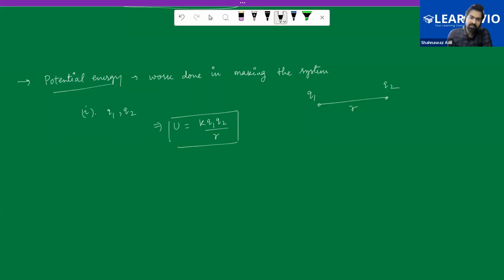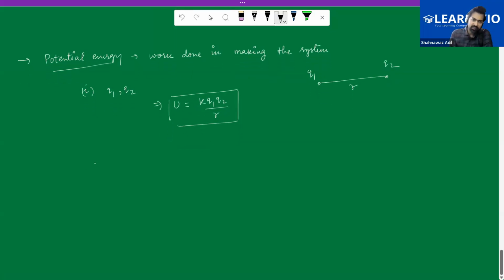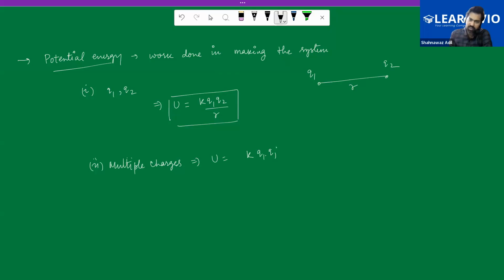And if we have multiple charges, then potential energy is K Qi Qj, and this is summation and half, and then this is Rij. So this is the potential energy for multiple charges, right? And we will see how this is calculated. So we'll take one example and then we'll see how this is calculated.